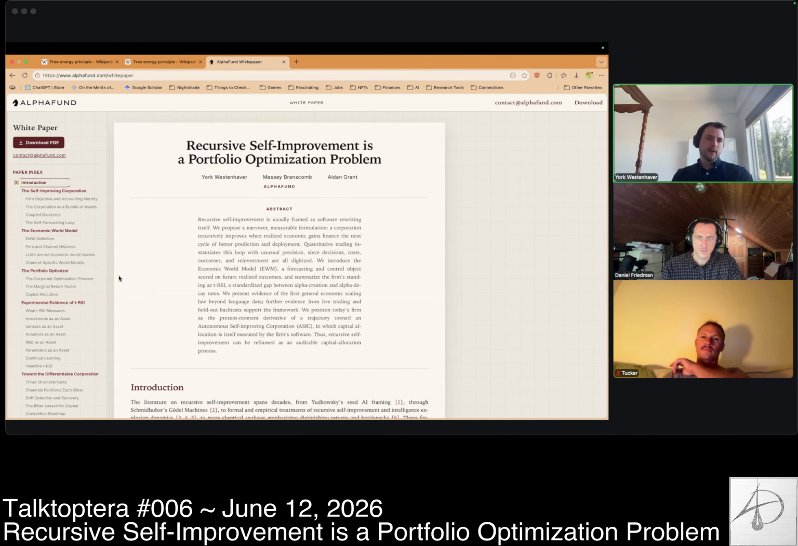So I think the right place to start is, first of all, what is portfolio optimization? Then also, what is recursive self-improvement? Those two things, and then how do you recast recursive self-improvement as a portfolio optimization problem, which is the idea of the paper that we gave. And then, of course, we walk through it and give a little bit of evidence for it. But the first thing, when we're talking about portfolio optimization, we can start off there.